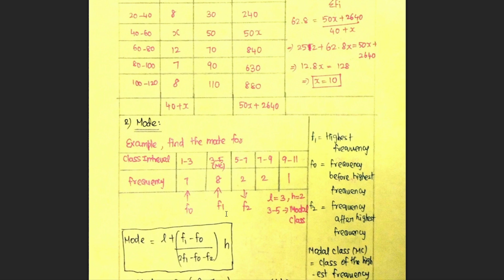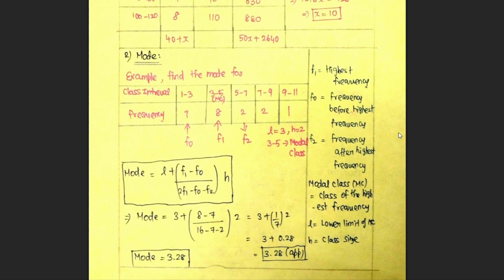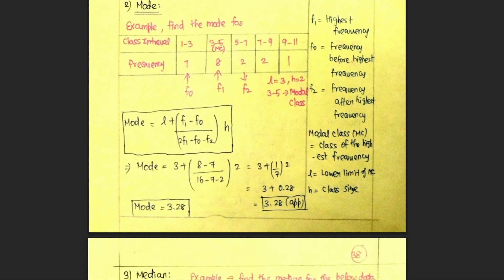F1 is the frequency of the modal class, that is the highest frequency. And F0 is the frequency preceding. Preceding means before. Frequency preceding the modal class. So F0 is 7 and F2 is the frequency succeeding the modal class. So F2 is 2. I have written all the explanations here. You can go through this. I have written how to find out everything, and then apply it in this formula. You get the final answer 3.28. So this will give you the answer.